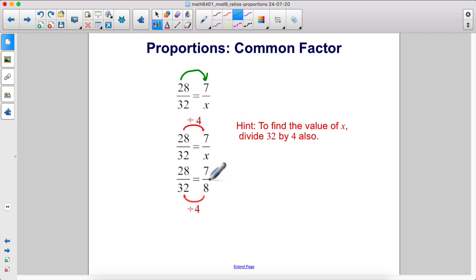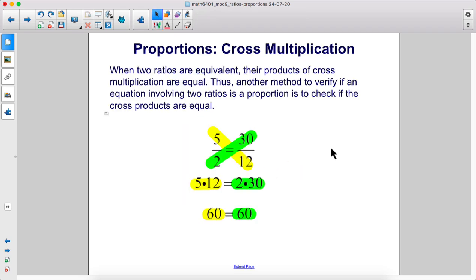The answer is 7/8. When two ratios are equivalent, their products of cross multiplication are equal. Thus, another method to verify if an equation involving two ratios is a proportion is to check if the cross products are equal. So, is 5 over 2 equal to 30 over 12? Well, 5 times 12 is 60, and 2 times 30 is also 60. So yes, these ratios are equivalent.